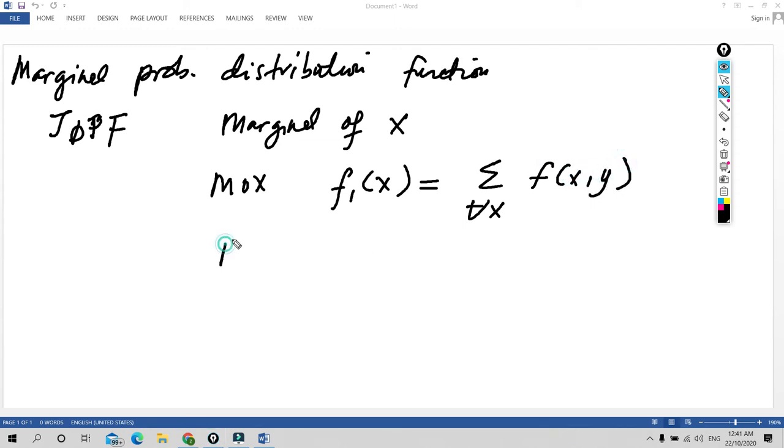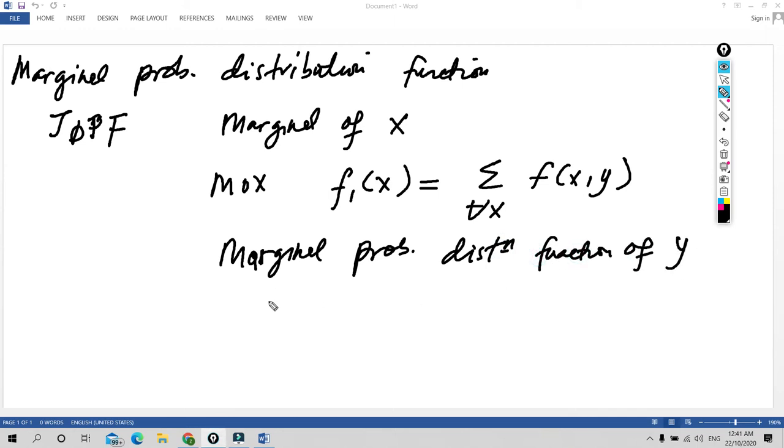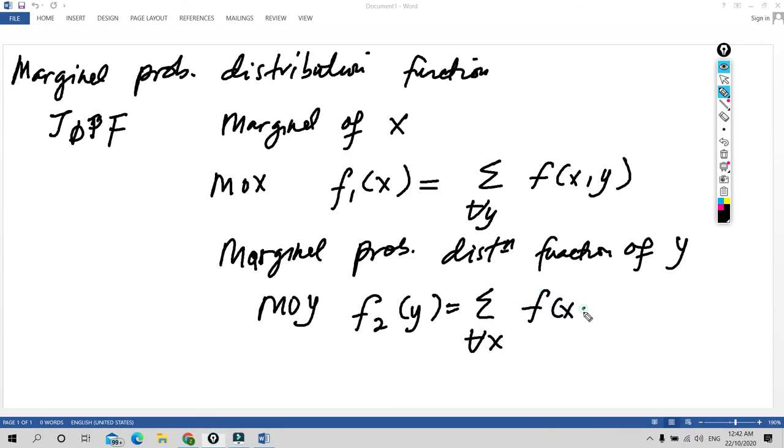While the marginal probability distribution function of y, or MOY, is f sub 2 of y, equal to the summation for all x of f(x,y).